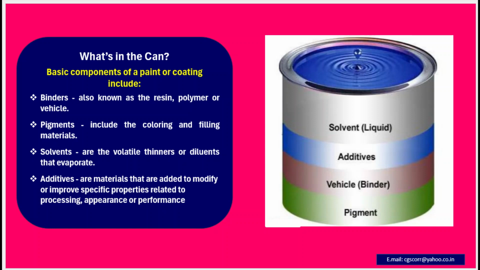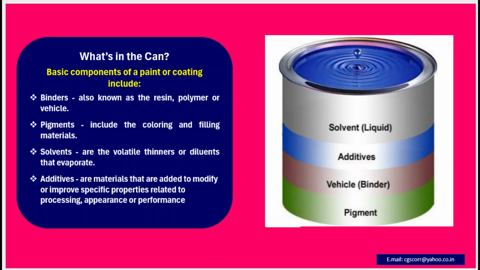What is in the paint can? On the right side you can see the paint can. The basic components of a paint or coating include binders, pigments, solvents, and additives. What are binders? The resin, polymer, or vehicle. Pigments include the coloring and filling materials. Solvents are the volatile thinners and diluents that evaporate. Additives are materials that are added to modify or improve specific properties related to the processing, appearance or performance.